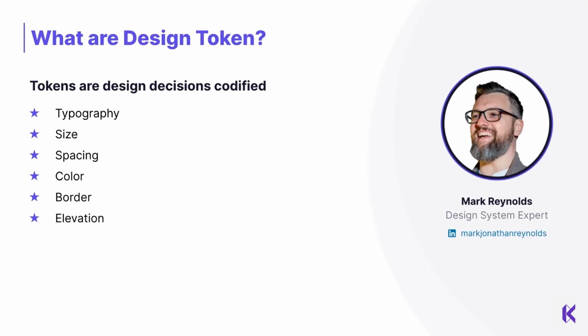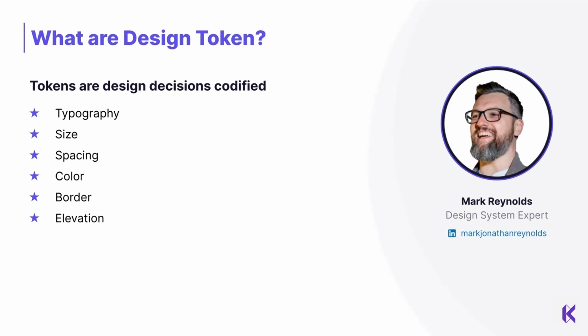So very simply, tokens are design decisions codified. So all these decisions that we make around things that we use on a daily basis, such as typography, size, spacing, color, border, and elevation. So these are all tokens that we use on a regular basis throughout all the different pathways, whether that's design, engineering, all of those different things. And those tokens are basically those design decisions with font sizes, font weights, etc., all codified for us.